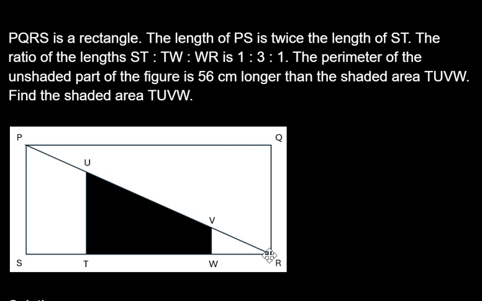Okay, the perimeter of the unshaded figure is 56 cm longer than the shaded area. So for the unshaded figure, the perimeter starts from here. If you go one round, PQ, then come back, then you go up the slopes, you come back. This is the perimeter. And this perimeter is 56 cm longer than the perimeter of the shaded area, which is here, only four sides. So now we understand the question.